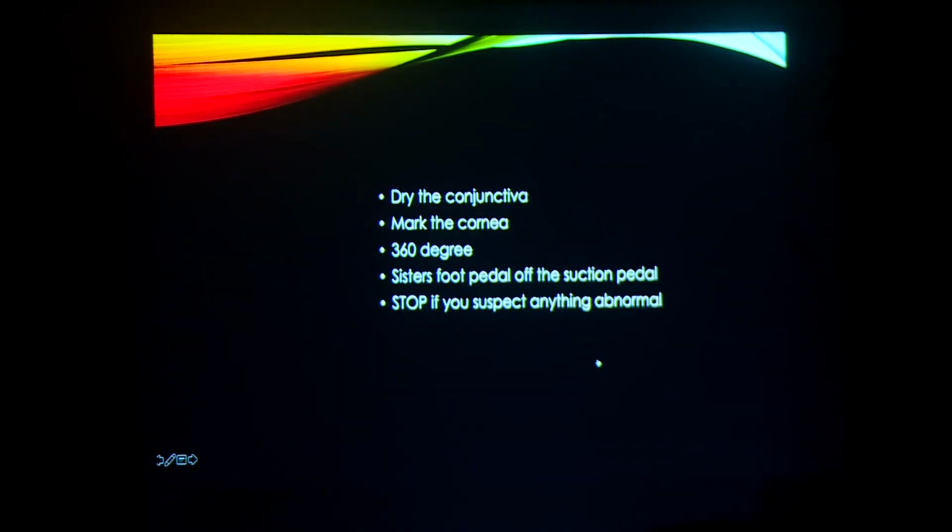So I go to my intraoperative. Make sure that you dry the conjunctiva before you have the suction, and mark the cornea with 3 marks which are not equal. And make sure that the limbus is covered 360 degrees. And while the suction is on, make sure the sisters take their leg off the foot pedal and keep it to the side.